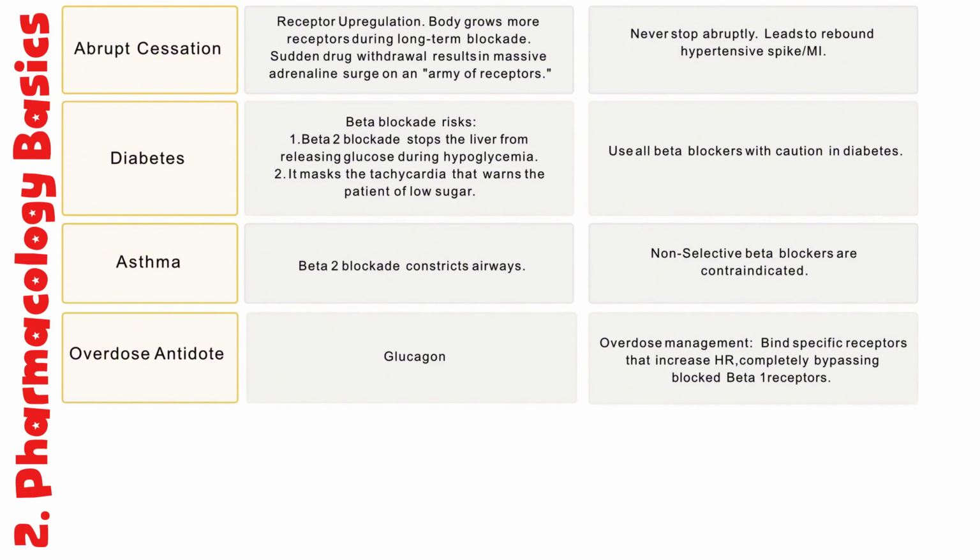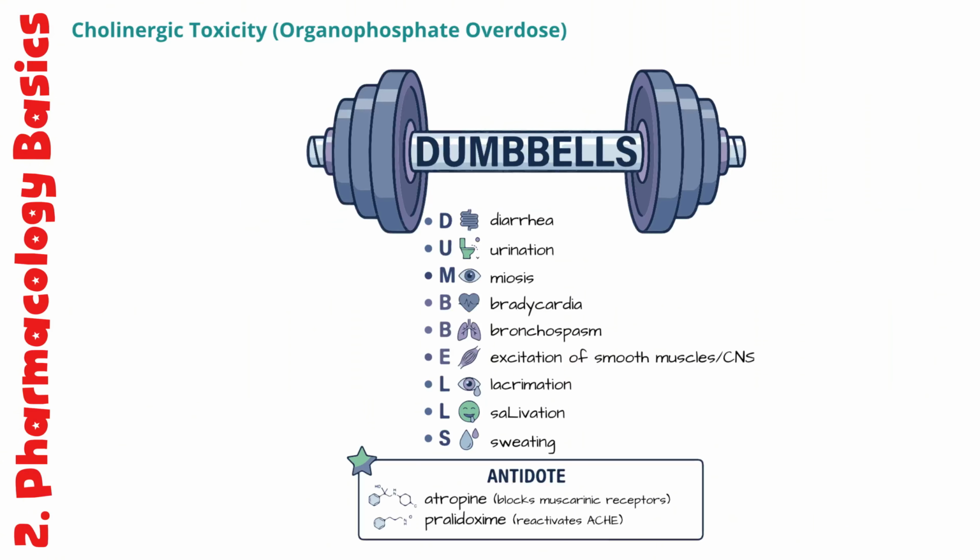If a beta blocker overdose does happen, heart rate in the 30s, blood pressure collapsing, atropine won't reliably fix it because the receptors themselves are still blocked. The real antidote is glucagon, which raises heart rate and contractility through its own separate G protein pathway, completely bypassing the blockade. Last piece, the parasympathetic side and a genuine emergency.